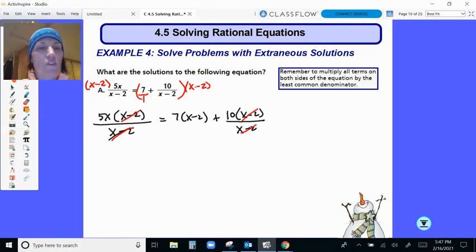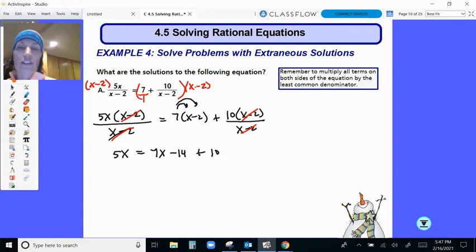Now we're going to have over here our 5x equals, and we can distribute this 7x through. So 7x minus 14, and then plus, we have a lone 10 over here. Don't forget those. Make sure you watch carefully as you simplify those. So we have a 5x equals a 7x, and this is minus 4. Okay?